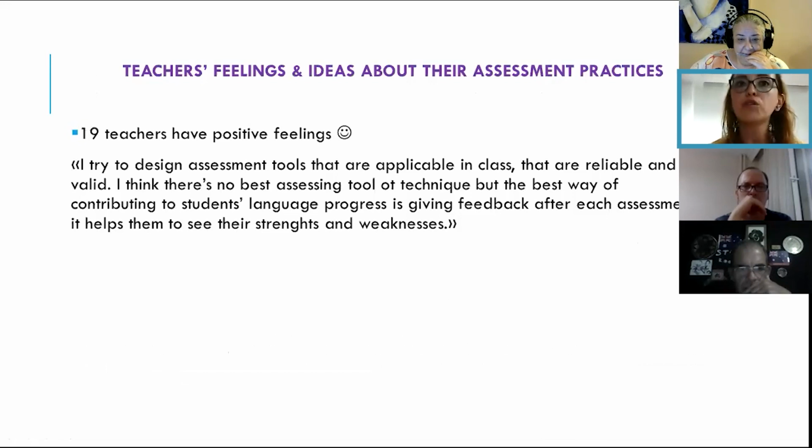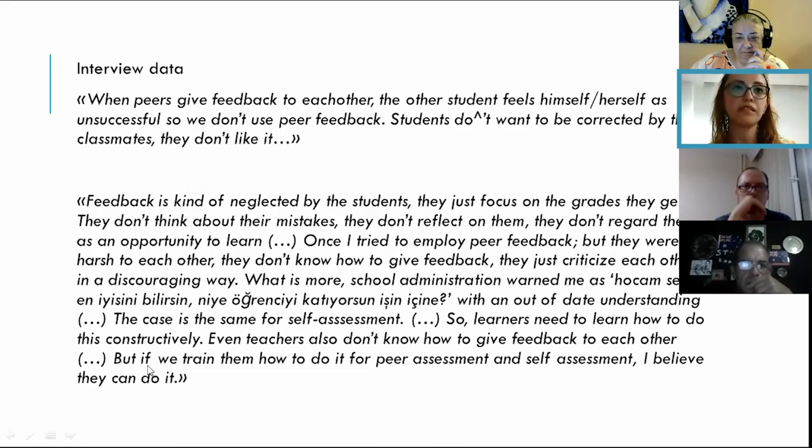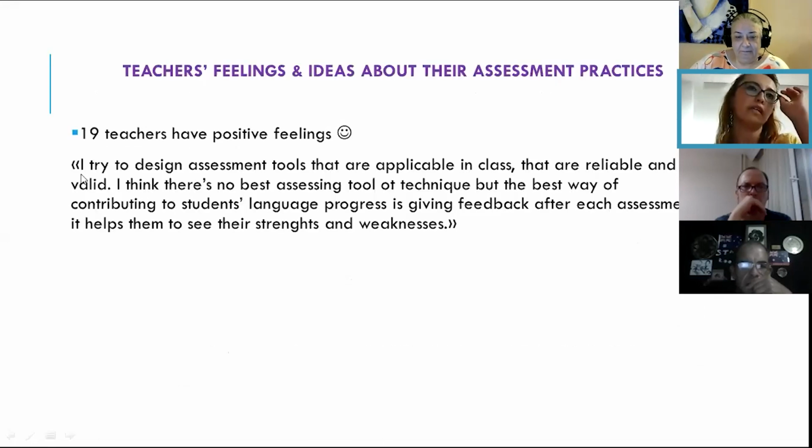And I also observe 19 teachers. Okay, that's all with the giving feedback part again. And now we are on teachers' feelings and ideas about their assessment practices. 19 teachers have positive feelings about their assessment practices.